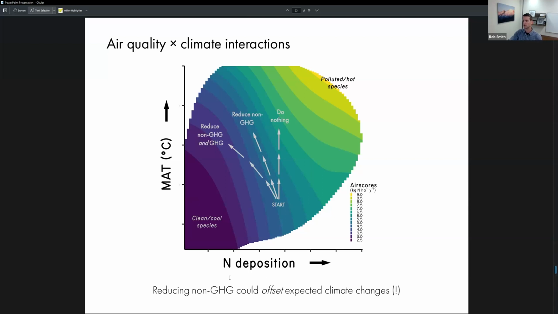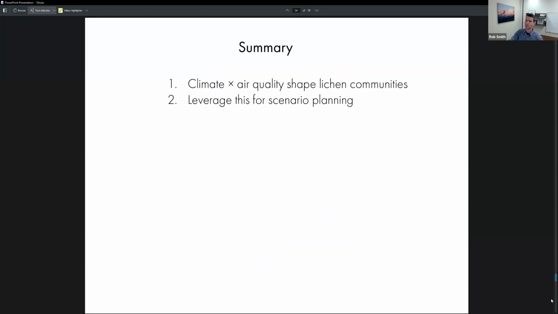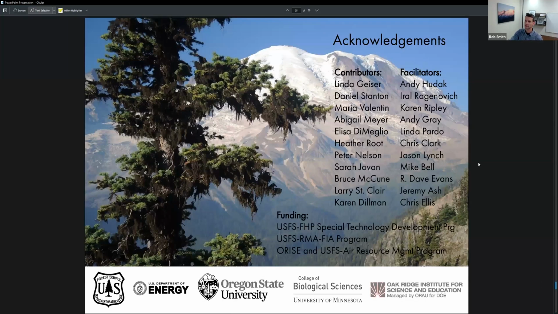Likewise, what would happen if we both reduce the non-greenhouse gases that drive nitrogen deposition and the greenhouse gases that drive the climate warming? We could actually see an improvement in the air scores where we come down a contour towards the set of clean, cool, desirable species. So it's just a way of using this surface to tell us what would happen under different hypothetical scenarios. So basically, for lichens, in terms of community compositions, both climate and air quality have to be incorporated together in interaction, and that can help us with certain scenario planning.